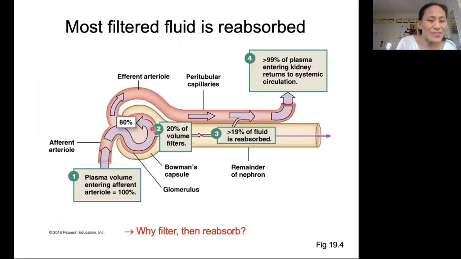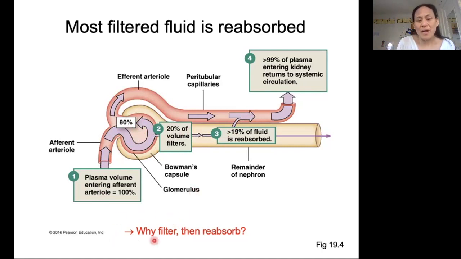You also saw this figure last time. I just want to remind you that most of the fluid that we filter into the tubule gets reabsorbed into the body, right? So just to remind you, we have our blood coming in here through the afferent arteriole, going into the glomerulus, and then leaving through the efferent arteriole. Of the blood that enters the glomerulus, 20% of that is going to filter into Bowman's capsule here. And then we are going to reabsorb almost all of that fluid, okay?